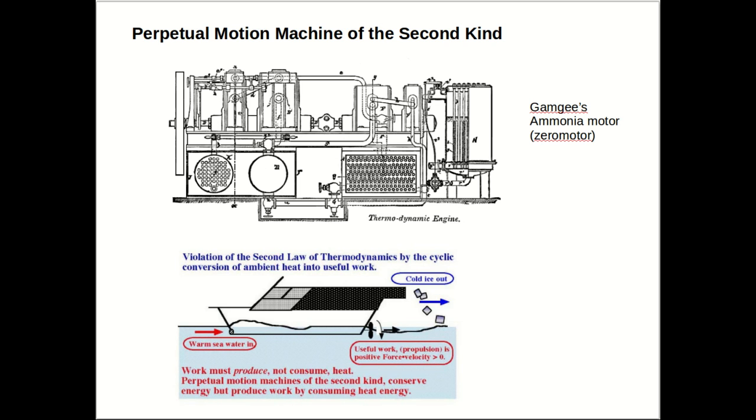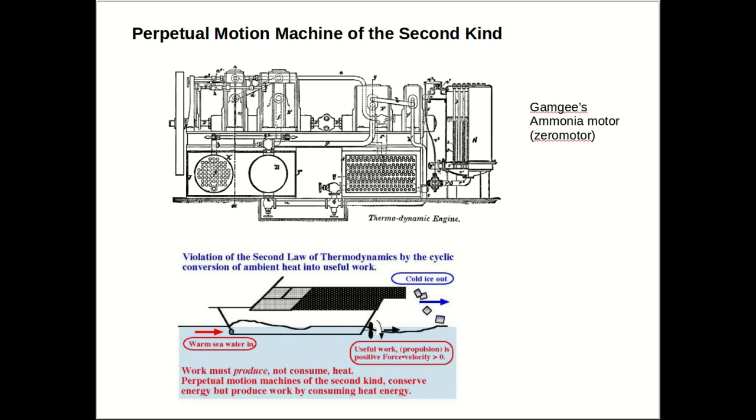One example of those perpetual motion machines of the second kind is the ammonia motor or zero motor proposed by John Gamgee in 1880. In the ammonia motor, there is a heat reservoir filled with liquid ammonia. Liquid ammonia boils at minus 33 degrees Celsius. So at ambient temperature, for example 20 degrees, it would be vaporized and produce a vapor pressure of about 4 atmospheres, which can be used to drive a piston.